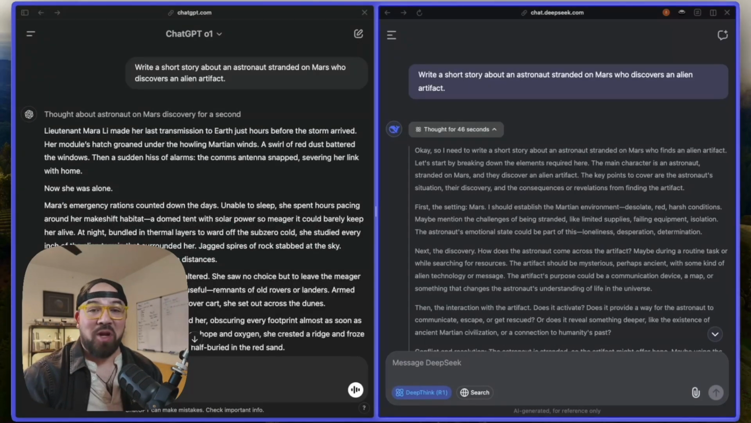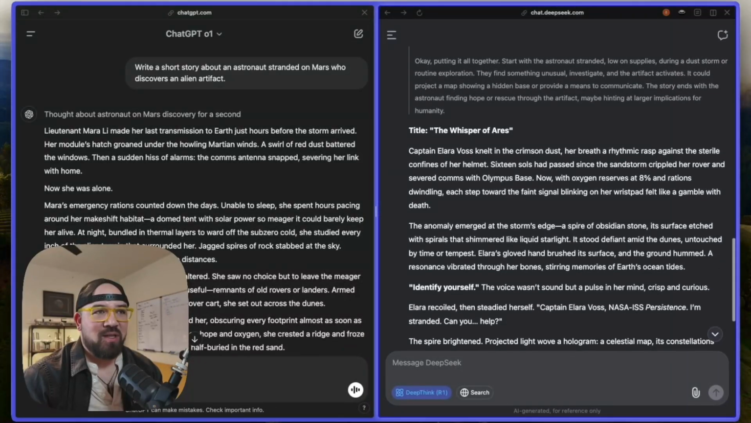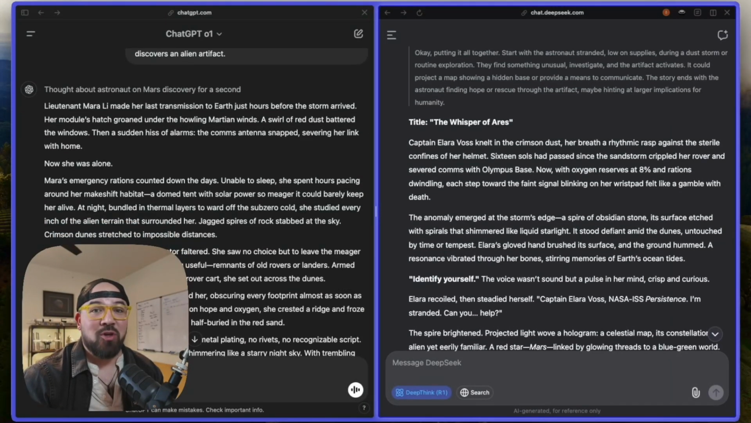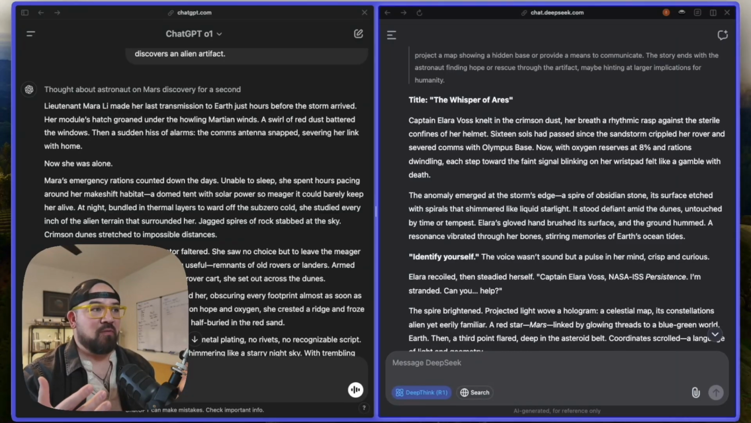And lastly, let's look at creative writing. Write a short story about an astronaut stranded on Mars who discovers an alien artifact. And I'm not going to read these out loud, but I will tell you that I read through both of these. They're really good. I really enjoyed reading this creative writing from both. Both are very powerful in terms of their sentence structure, how they're putting their thoughts together, how characters are talking to each other. I felt like this is, to me, one of the cooler parts of the reasoning models, its ability to come up with some really great short stories.